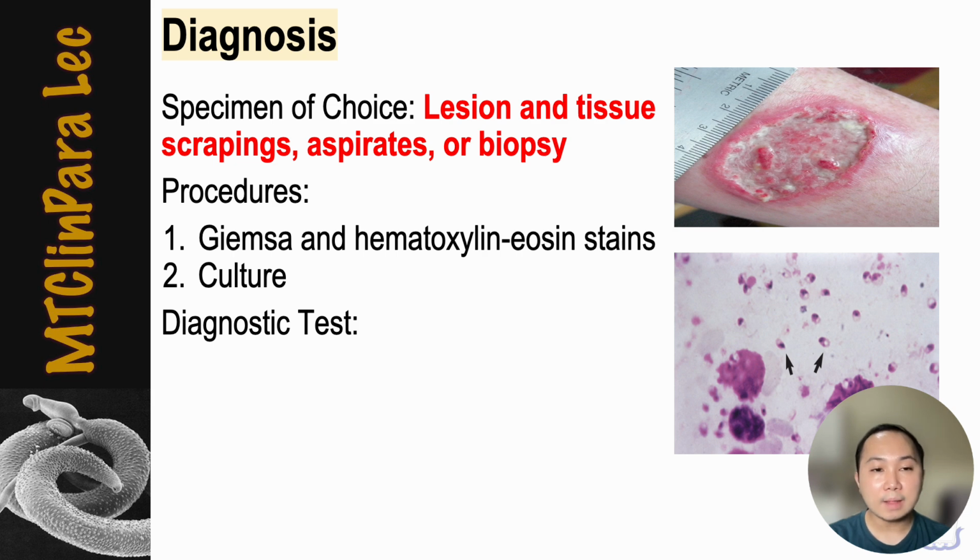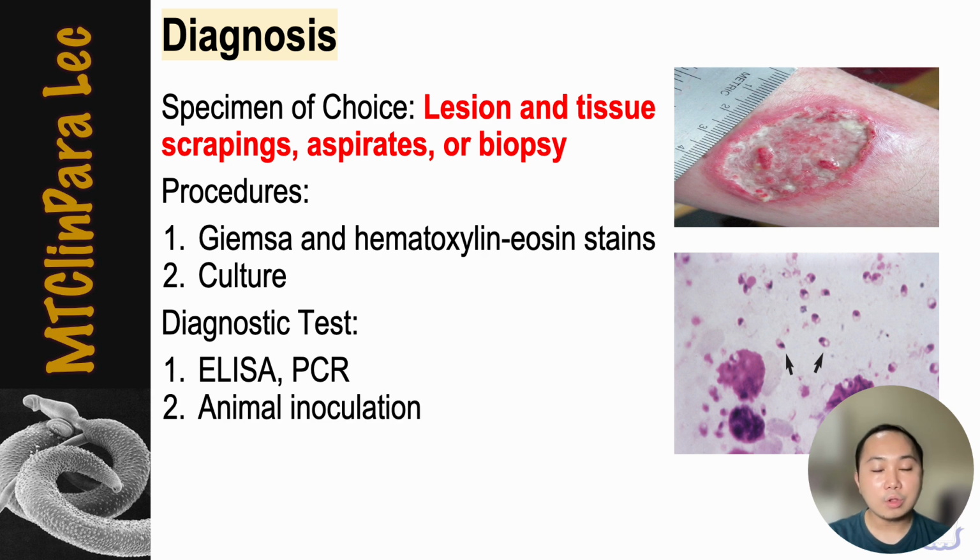Most of the time, these are used with blood or serum samples, such as ELISA and polymerase chain reaction, or PCR. We can also use animal inoculation, but this is quite controversial since we are using live animals in the procedure. Usually, this animal inoculation is done through studies or research.